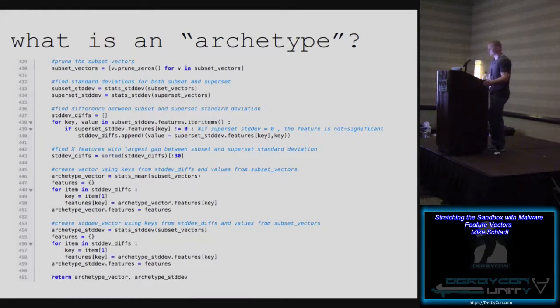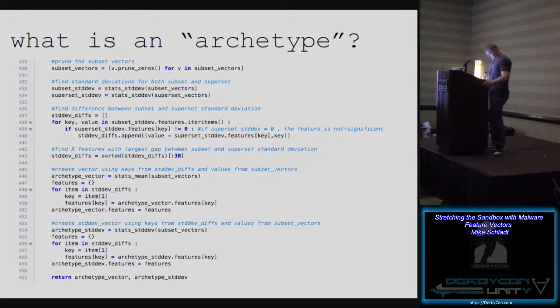Then you're going to want to find the standard deviations for both sets, like I just talked about, on a per feature basis. Then find the difference between the subset and the superset standard deviations, and take basically the top 30, or the lowest 30. It's going to be a large negative number is what you're going to want.